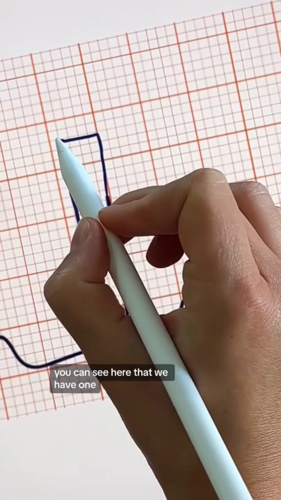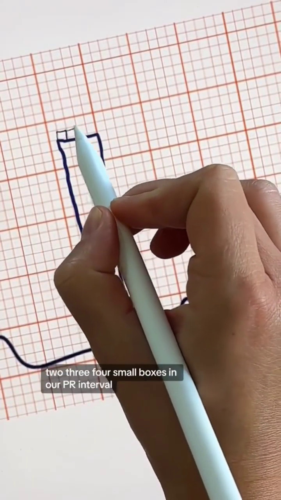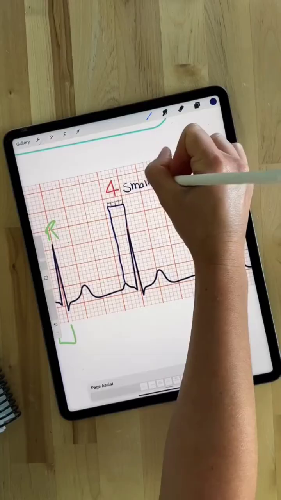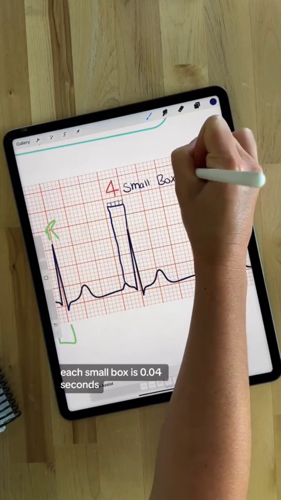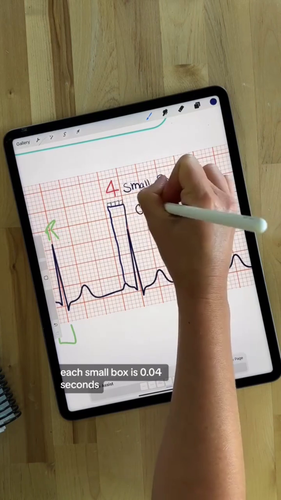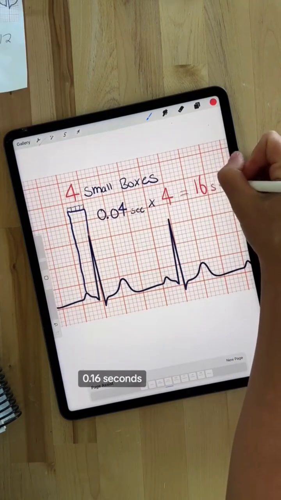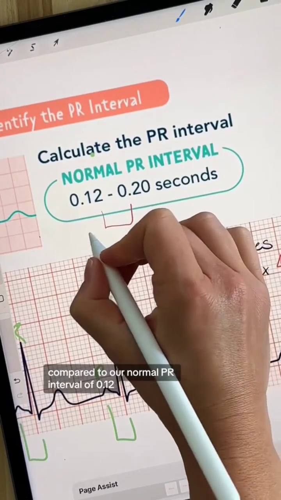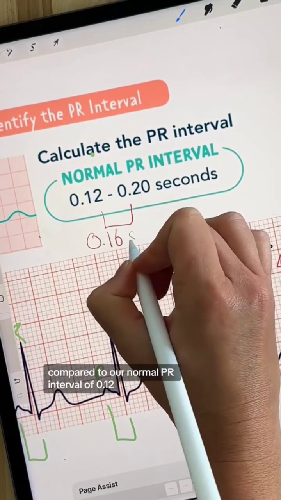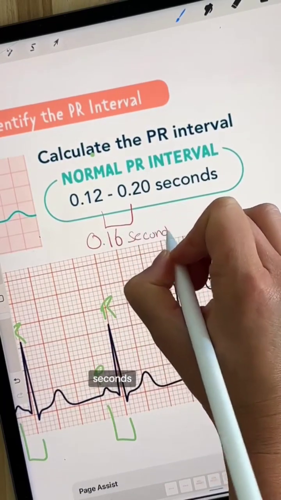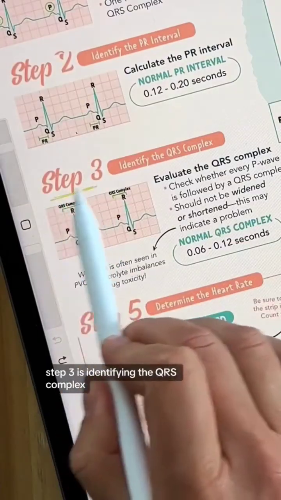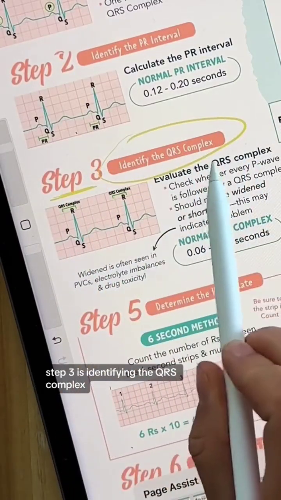You can see here that we have 1, 2, 3, 4 small boxes in our PR interval. Now remember, each small box is 0.04 seconds. Times this by 4, you get 0.16 seconds. Now, if we look at this compared to our normal PR interval of 0.12 to 0.20 seconds, this is a normal PR interval.